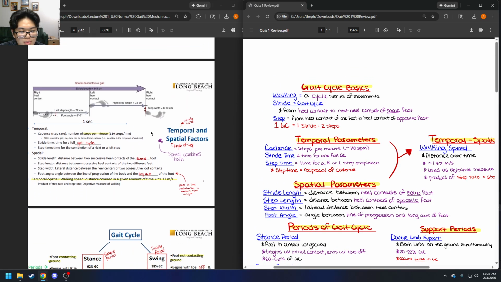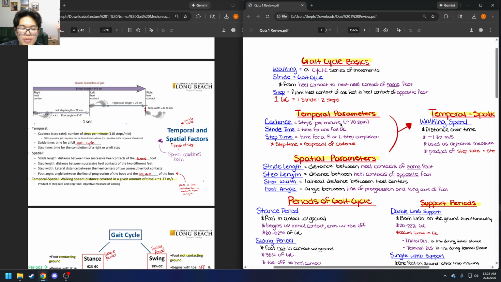Going down, we're going to be looking at the temporal parameters, spatial parameters, and just combining them. So the temporal parameters are basically talking about time. So we have our cadence, which is measured in steps per minute. So it's basically your step rate. The average step rate is around 110 steps per minute.